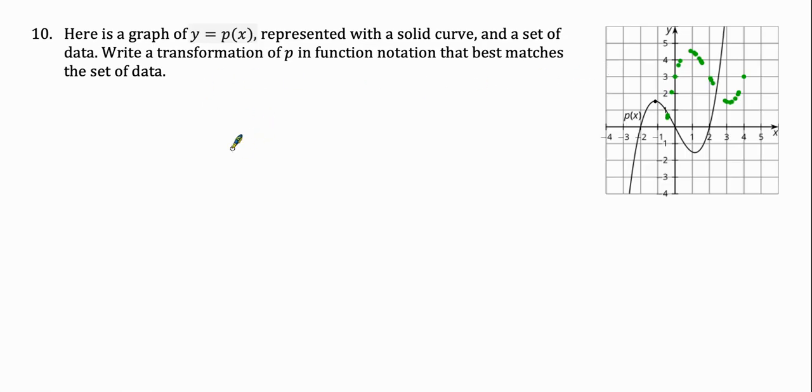So I could say, they don't tell us what our new function is, but I can just say, if I'm going right 2, then I would express that as P of x minus 2. And then if I'm going up 3, I would have plus 3. So right 2, up 3 will look like that.